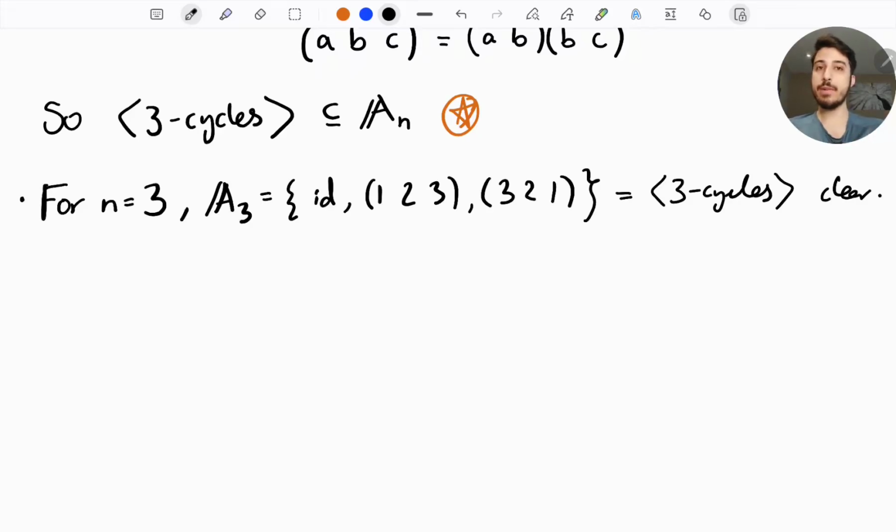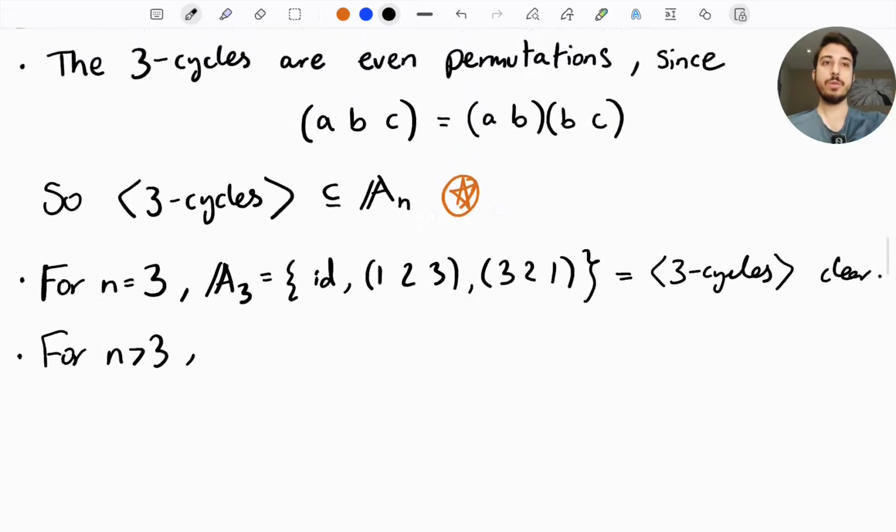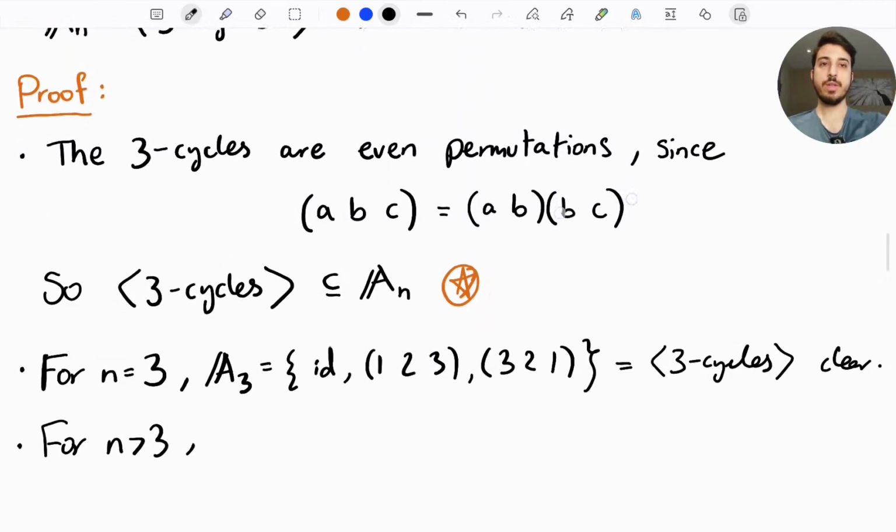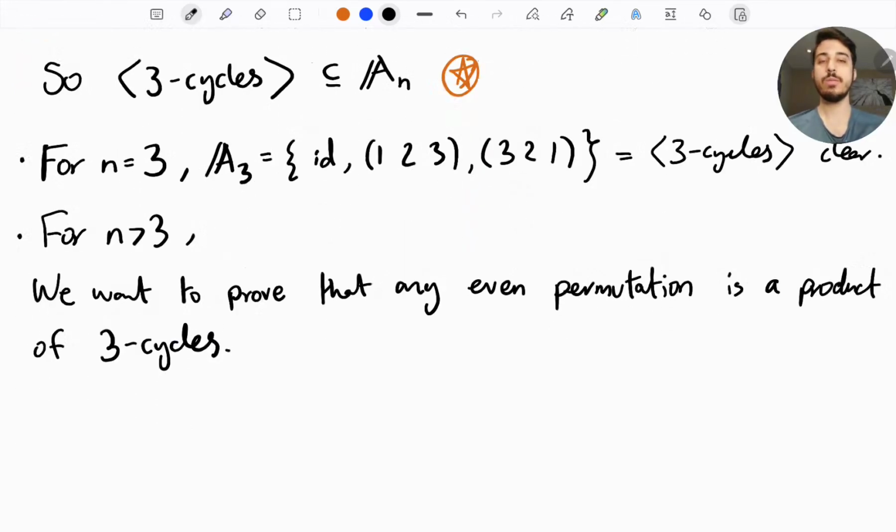What about now the case for n bigger than 3? So remember what we want to prove. We've already proven that any three cycle is an even permutation. Now we want to say that any even permutation is a product of three cycles. Once we do that, we would have completed our proof.